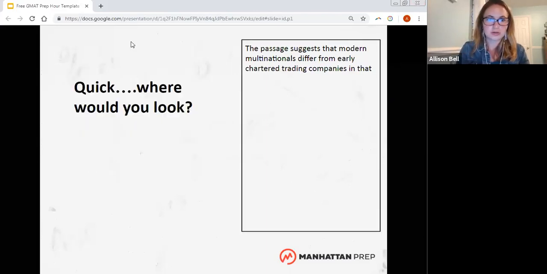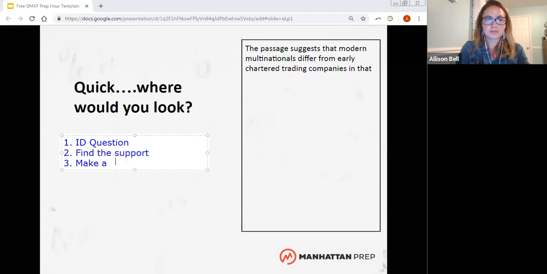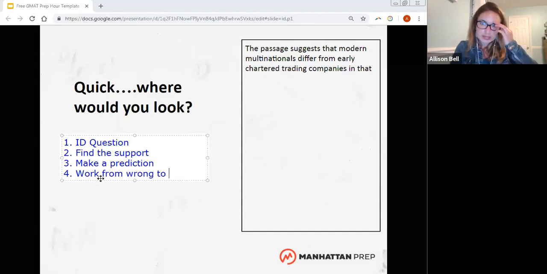When you're doing reading comp questions, in general, you are going to do a 4-step process. So that 4-step process is going to be: first, you're going to identify the question. Second, you're going to find the support. Third, you're going to make a prediction. And then fourth, you're going to work from wrong to right on the answers. So what you're going to notice as we go through the questions tonight is I'm going to do this thing that you'll probably find annoying at first, which is I'm going to show you just the beginning part of the question, but not the answer choices.